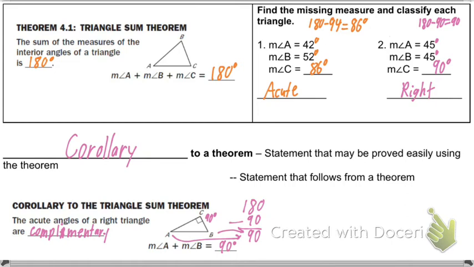Complementary angles. So if you have a right triangle, the other two angles that aren't right have to be complementary because they have to add up to 90 degrees. Question on that?